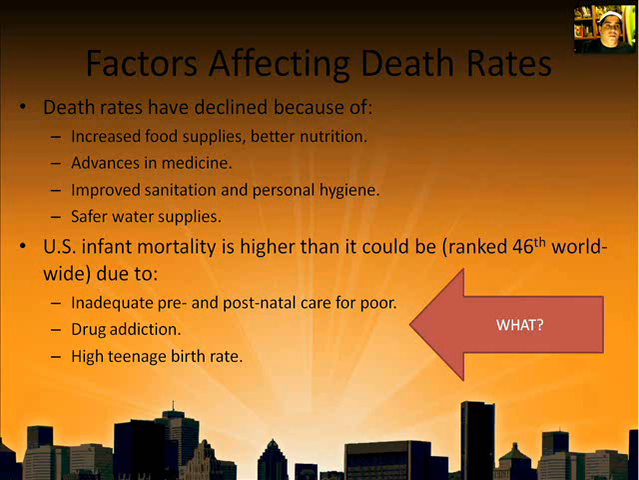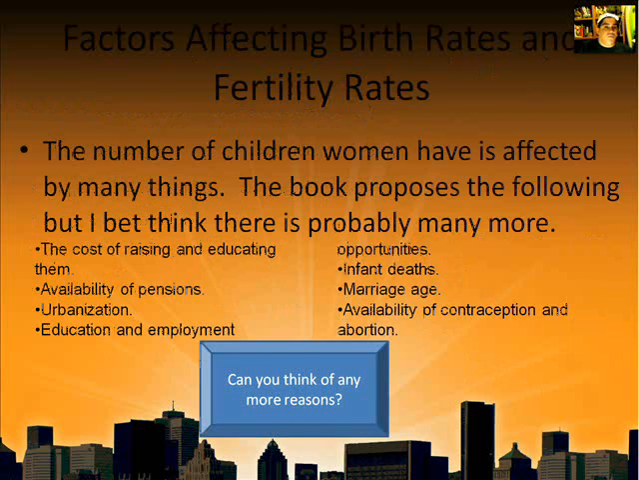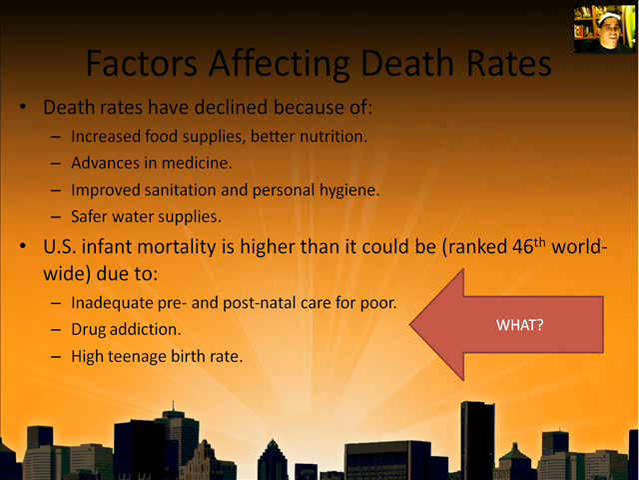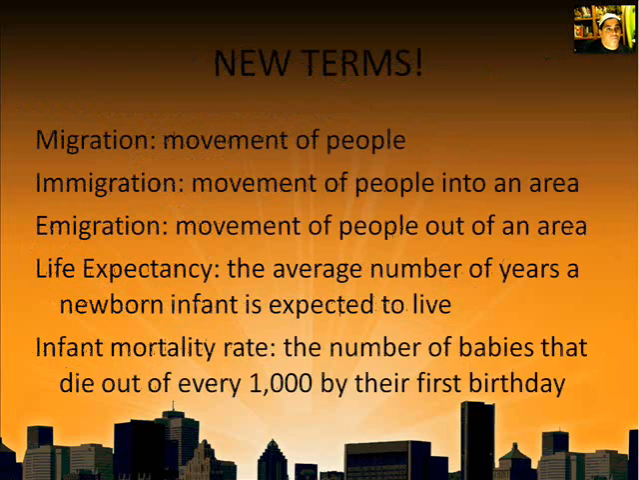I looked at this infant mortality rate, things that are affecting that. So inadequate pre and postnatal care, drug addiction, teen birth rate, all of those things are going to affect infant mortality. Here are some new terms. I'll let you read through those. Migration, immigration, emigration, life expectancy, and infant mortality.